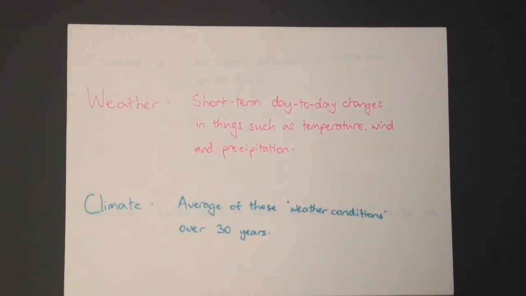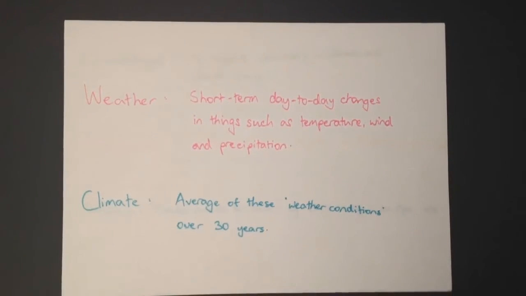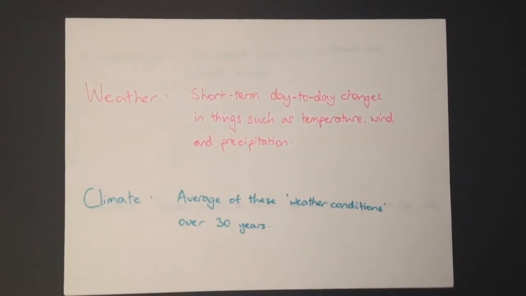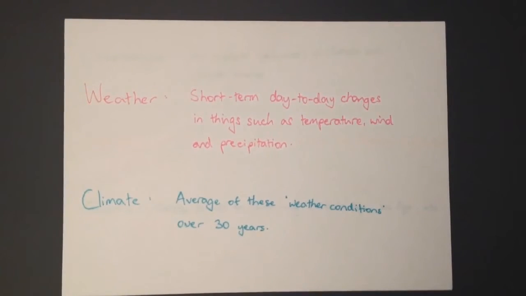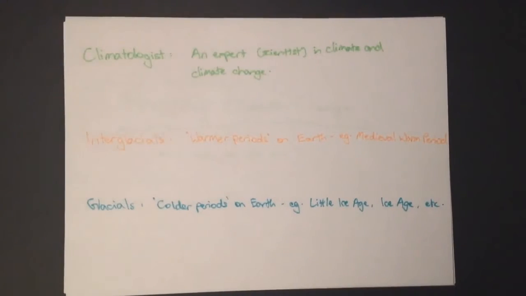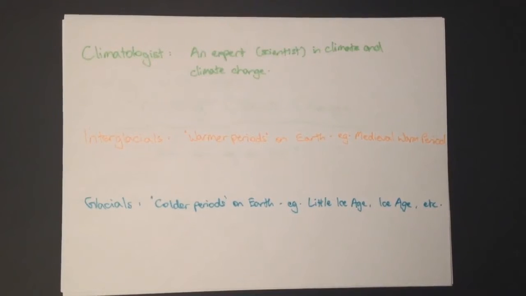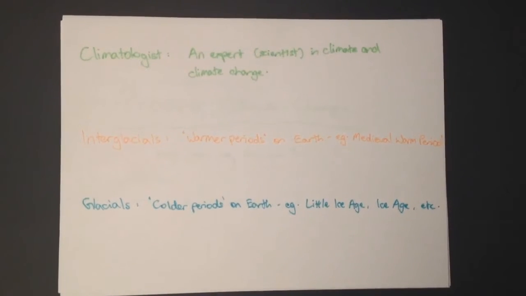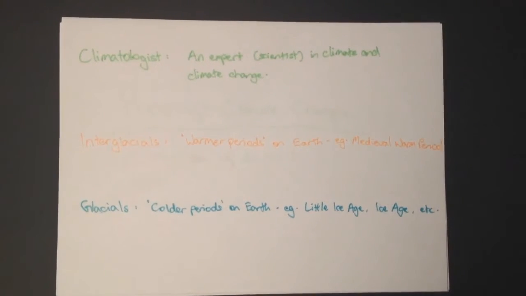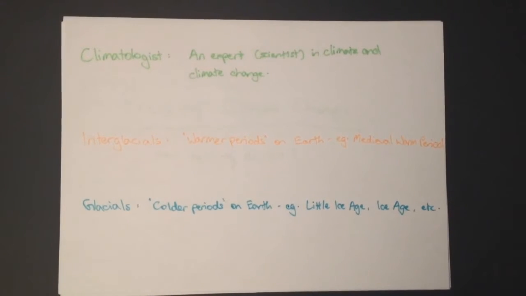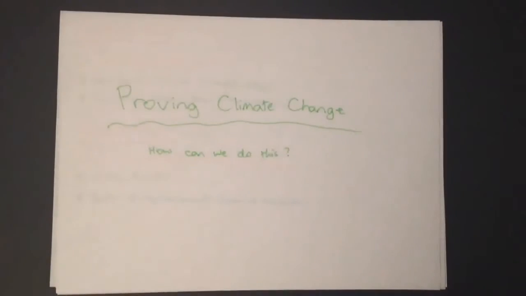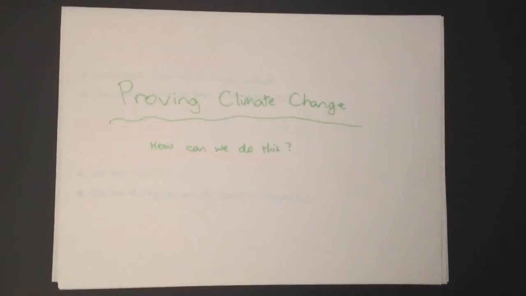Weather is the short-term day-to-day changes in things such as temperature, wind, and precipitation. Climate is the average of these weather conditions over 30 years. A climatologist is an expert in climate and climate change. Interglacials are known as warmer periods on Earth, and glacials are known as cooler periods on Earth, such as ice ages.